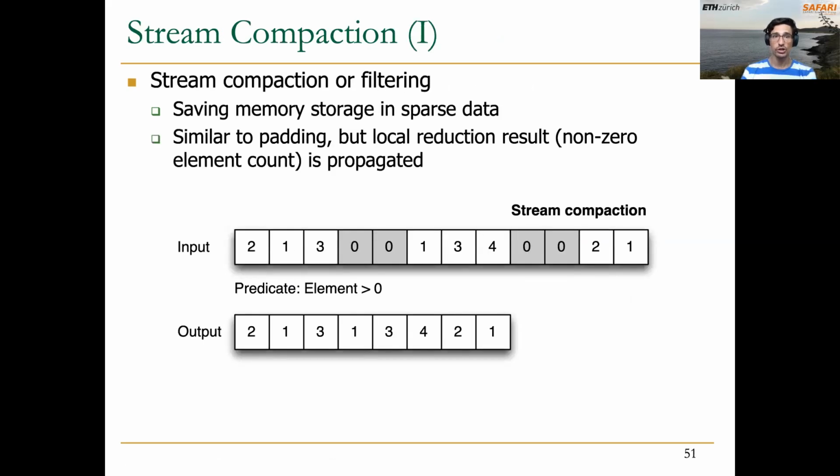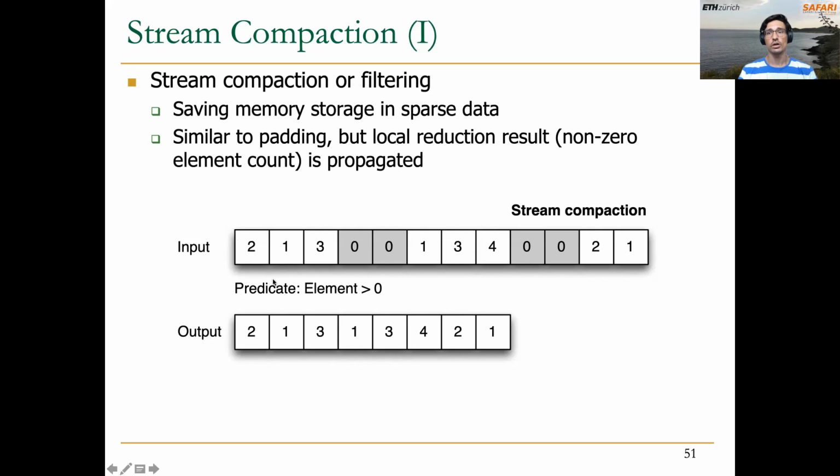In this case, it's stream compaction or filtering. It's kind of similar to padding, but in this case, instead of moving the rows by a fixed amount that is just determined by the number of columns that we want to add to the matrix, here in stream compaction or filtering, we are filtering. So that means that we are removing elements. For example, we want to remove all elements that are 0 in this input array. So that is going to be input dependent.